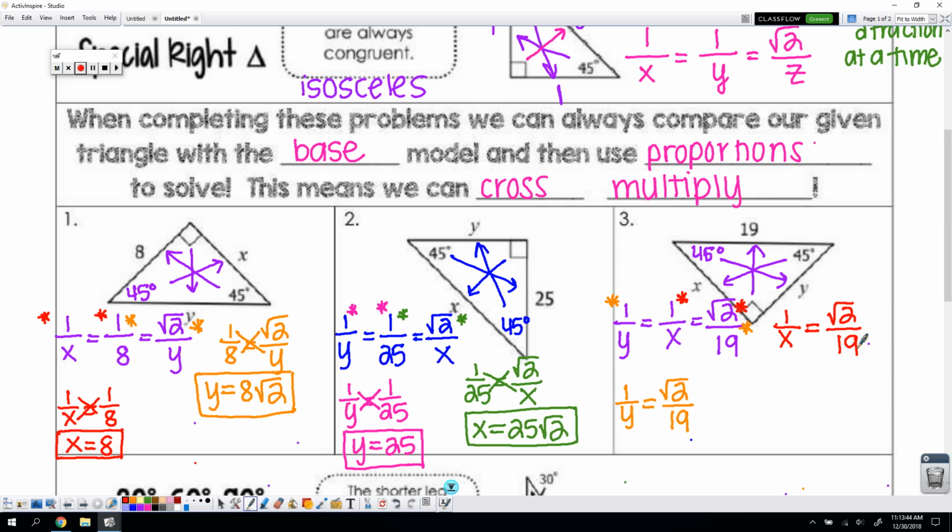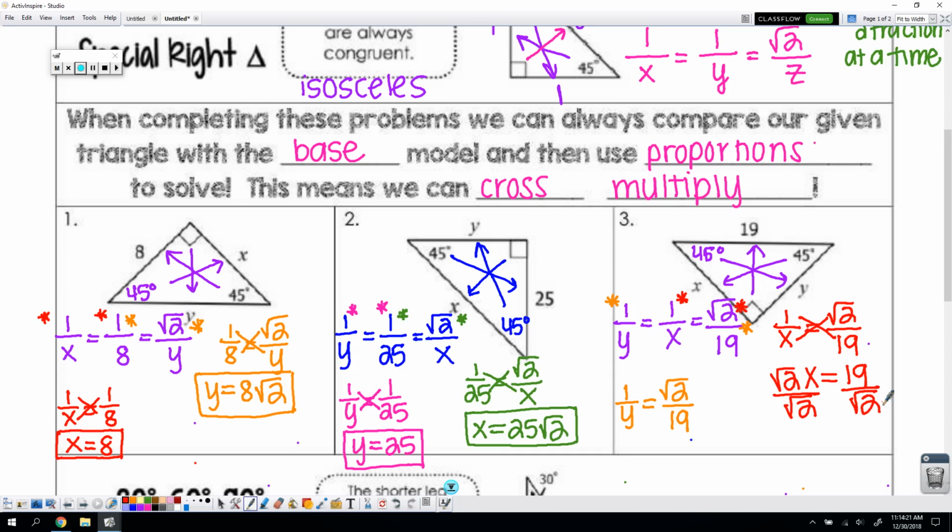So once I find one of them, it's going to be exactly the same for the other one. So since I have more room over here as my x, that's what I'm going to do. So cross multiply. Now, usually it's been 1 times x, but this time it's the square root of 2 times x. So I'll write it that way. The square root of 2 times x equals 1 times 19. Now, we need the square root of 2 to leave us, so we're going to divide by the square root of 2, divide by the square root of 2.